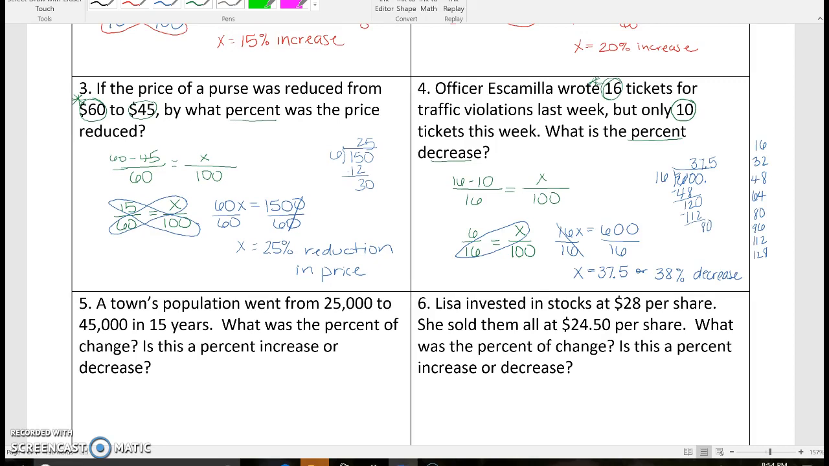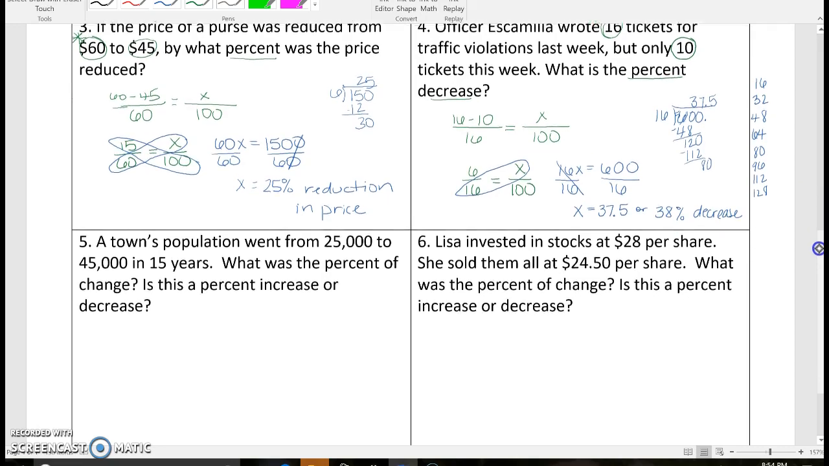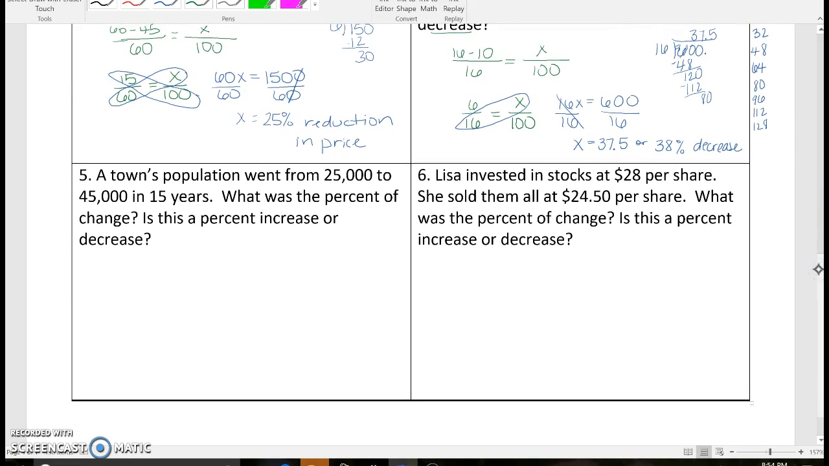All right, I went ahead and calculated my percent of change. And when I divided 600 by 16, I got 37.5. So I'm going to go ahead and round that to the closest percent. So about a 38% decrease in the number of tickets he wrote. All right, down to our last two examples. So this example says a town's population went from 25,000 to 45,000 in 15 years. What was the percent of change?